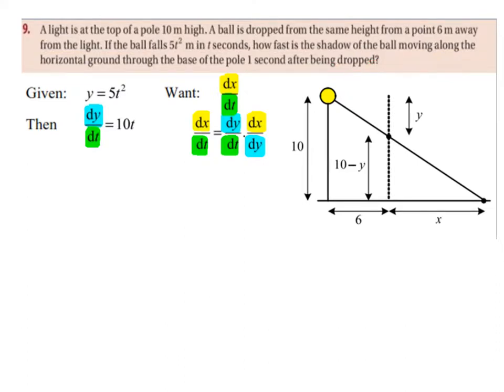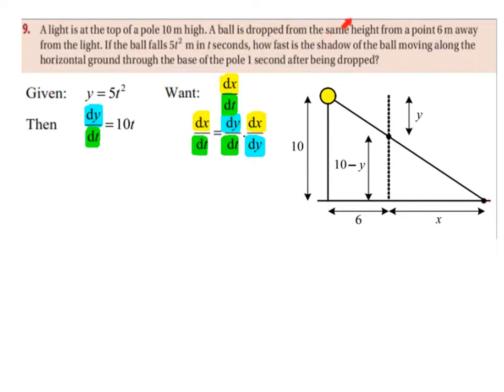So it's best to draw out a picture to see what's happening. A light is at the top of a pole 10 meters high. So here's our pole. It's 10 meters in height, and the yellow circle at the top represents the light. And this is the ground, the horizontal ground.